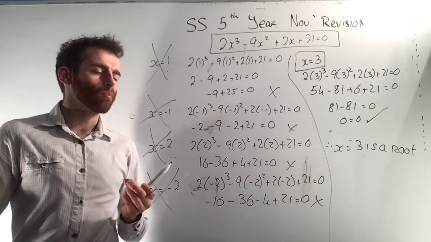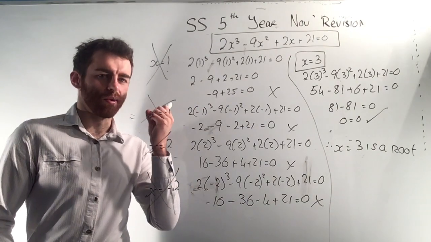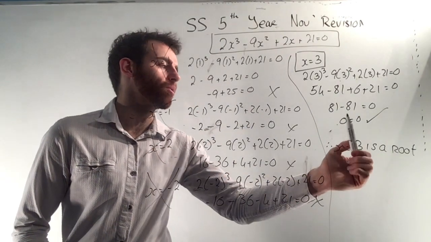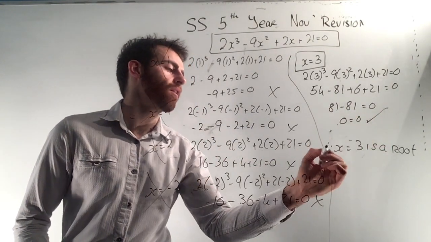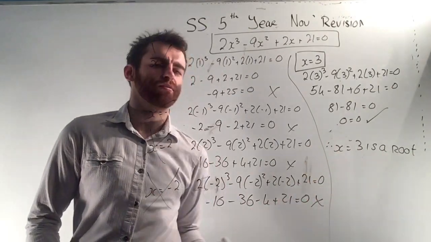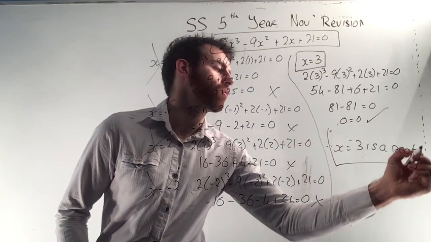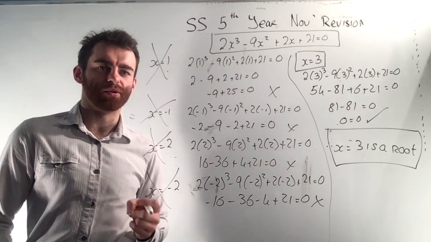Now, people often lose marks because they don't conclude these ones. So I want you to go fully. End up with 0 equals 0, and you put a tick beside it. Therefore, x equals 3 is a root. So I want you to make sure you do your conclusion as well. You need to be thorough with those ones.